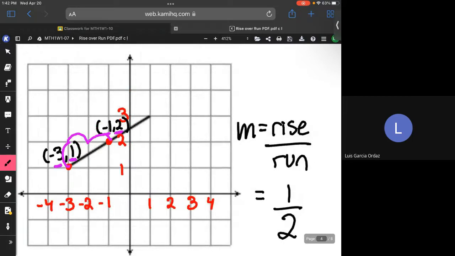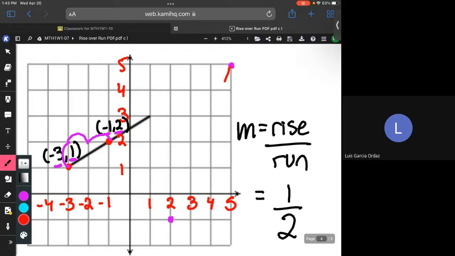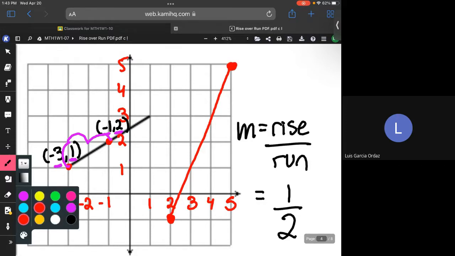I'm going to put some random points here. Okay, so let's do this. I want you guys to find the slope of this red line I just made. So take a couple minutes to figure the slope of that red line.